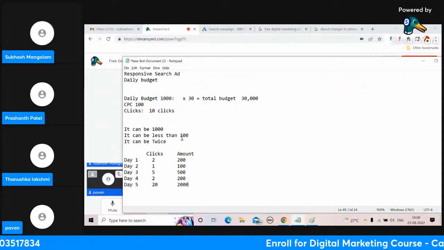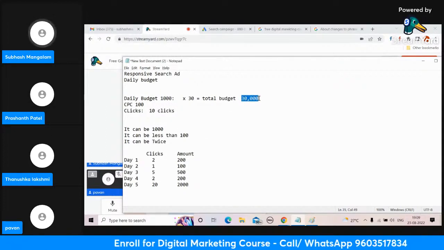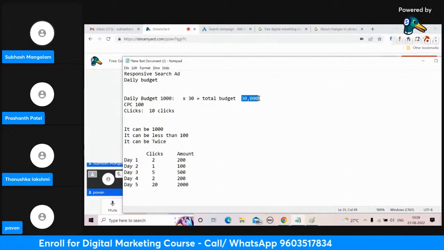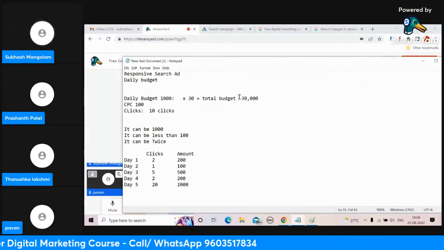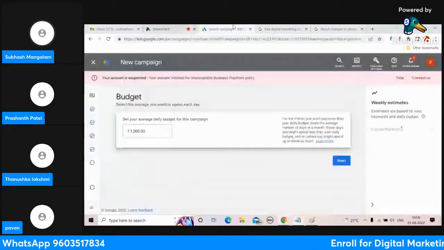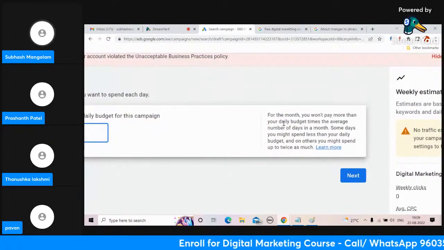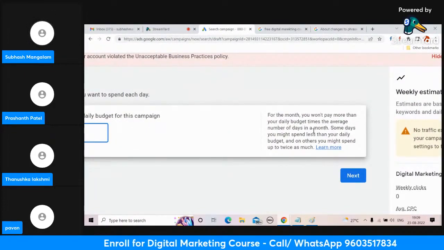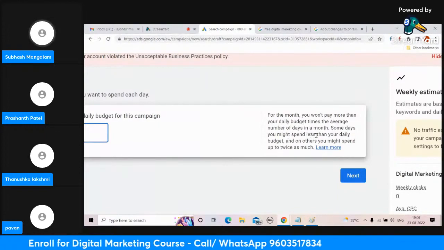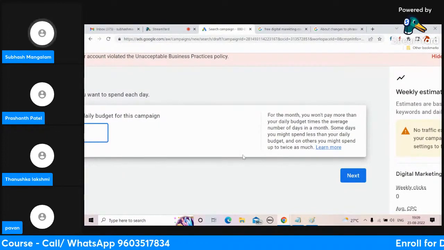Simple, man. Your father gives you 30,000 pocket money monthly. If you want, one day you can spend 500, another day 2,000, but try to utilize them throughout the month. Don't ask more than that. Google also works the same way. See the answer here, daily budget. For the month, you won't pay more than your daily budget times the average number of days in a month. Some days you might spend less than your daily budget, and others you might spend up to twice as much.